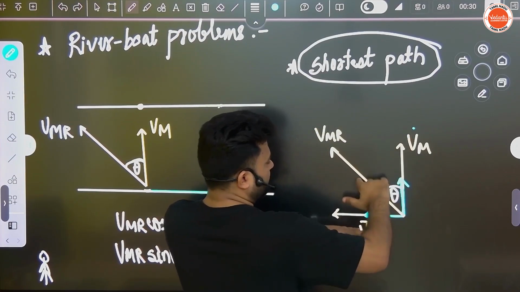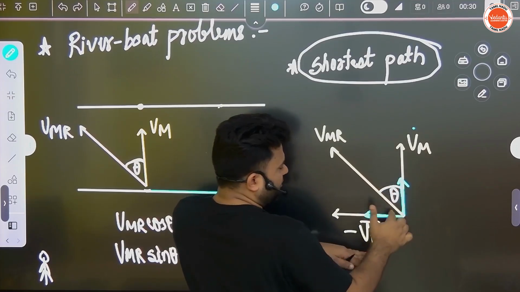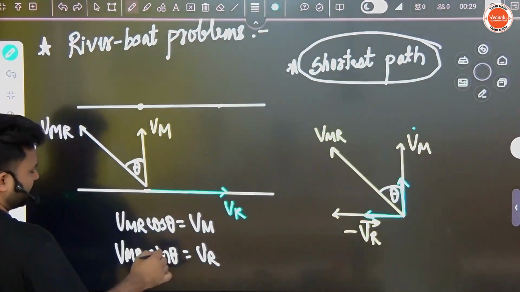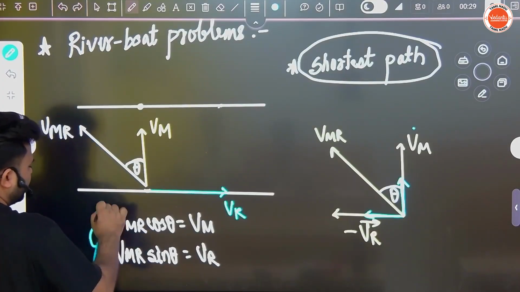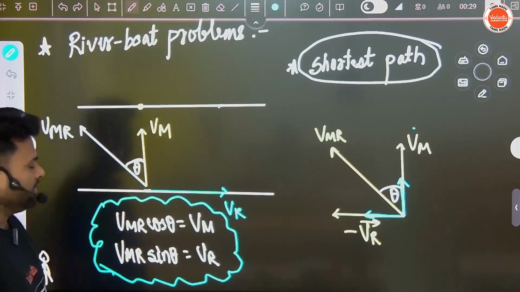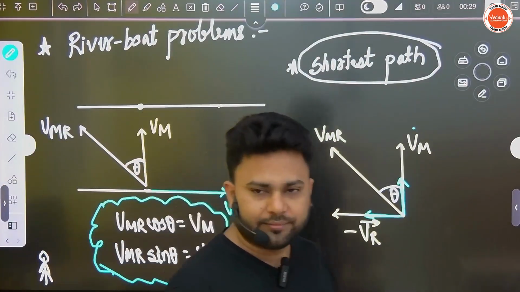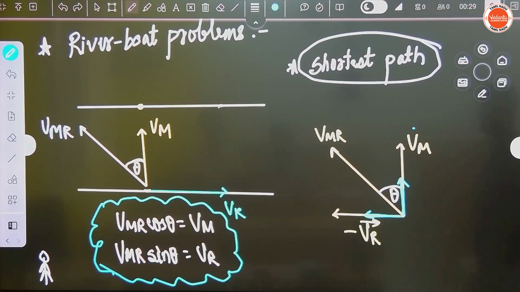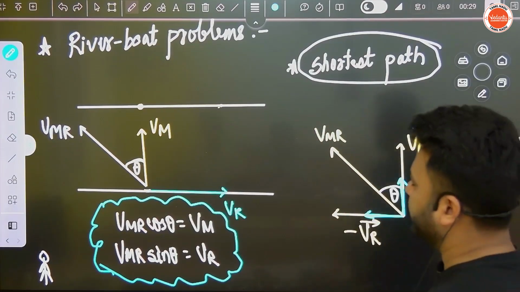Hide these two. So this is VMR, this is theta, this is VMR cos theta, this is VMR sin theta. So VMR sin theta is nothing but VR, no? VMR sin theta is nothing but VR. Just you have to remember this. They will ask questions from here only. They will just give the values. Rest all the things are these two equations.